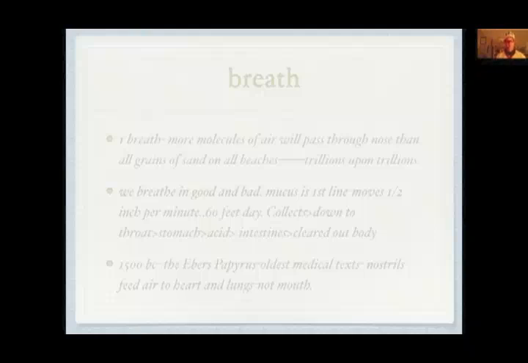Here's a quote, 1500 BC, the Ebers Papyrus, one of the oldest medical texts. So if you are reading medical texts, you want to make sure they're older than what's being printed today. The nostrils will feed air to the heart and the lungs, but the mouth will not. Okay.